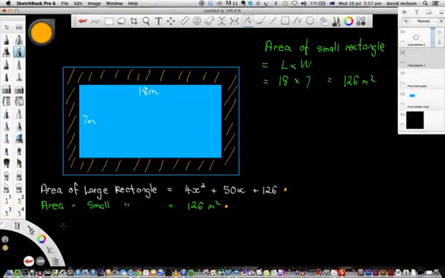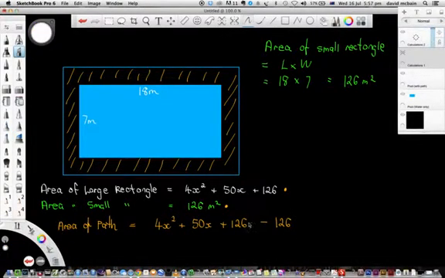So it's going to be this expression take away this expression. So the area of the path is going to equal 4x squared plus 50x plus 126, take away the area of the small rectangle, which is 126. And so hopefully you can see that these 126s cancel. And so the area of the path is going to be 4x squared plus 50x.